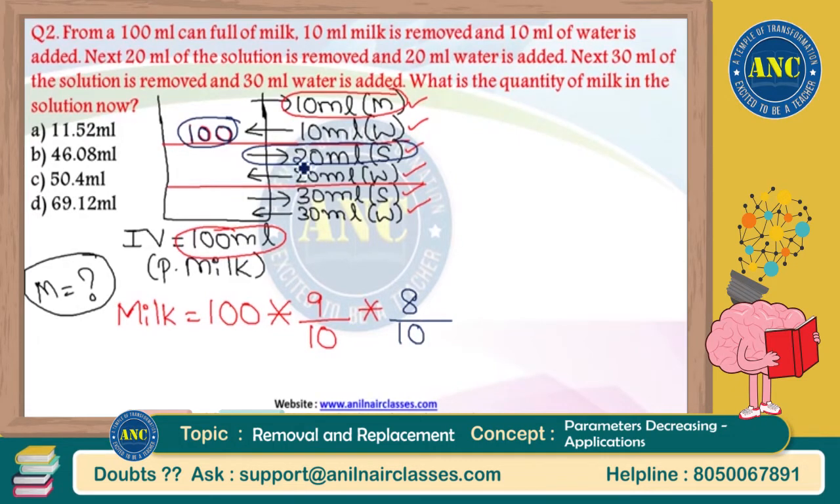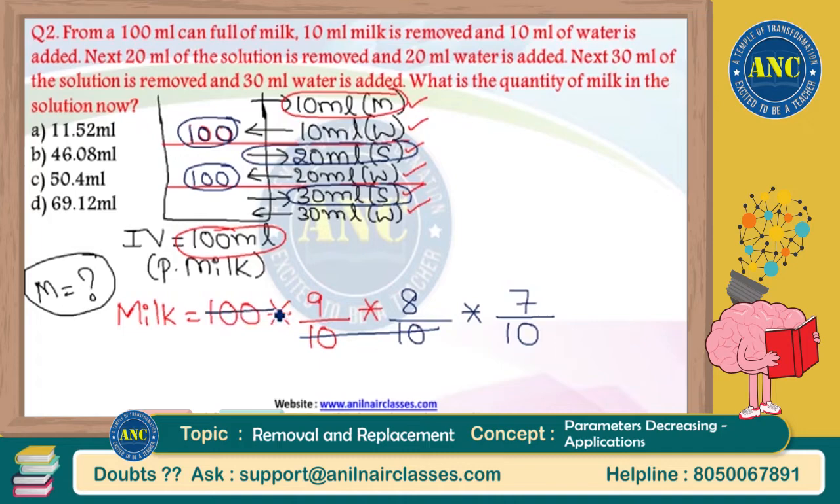That means 20 is taken out. It became 80. Again 20 water is added. Again it became 100. Now 30 out of 100 is taken out. 30 out of 100 is nothing but 3 by 10. 3 by 10 is taken out. Remaining is how much? Remaining is 7 by 10.